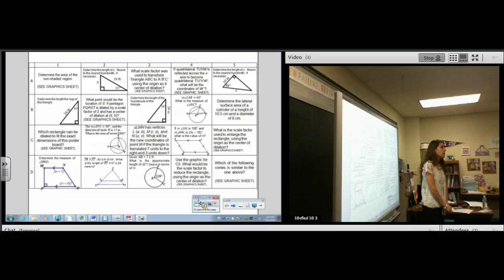Are we good on trig? Do you want to do a trig? 30, 60, 90. What about lateral surface area of a cylinder? Feel good with our volume formulas?